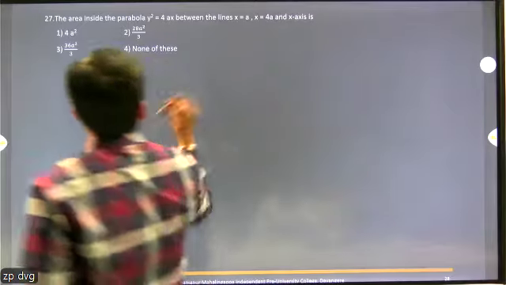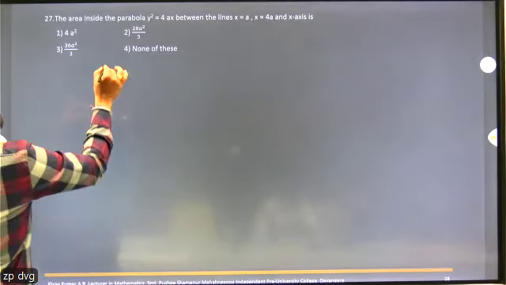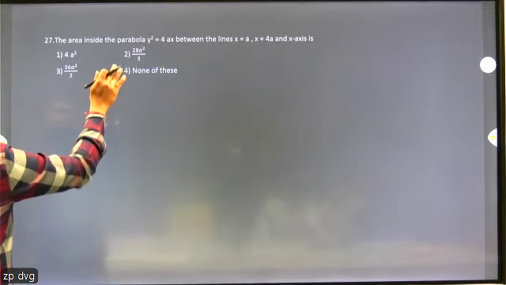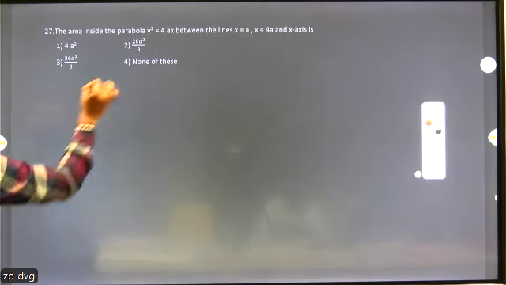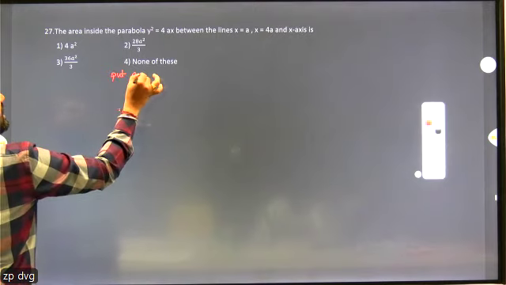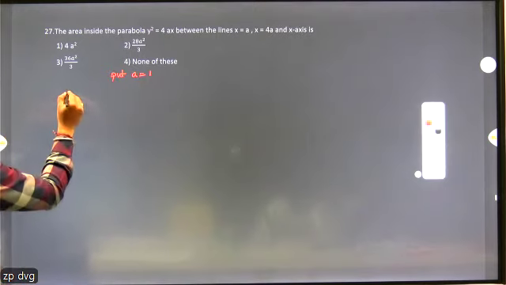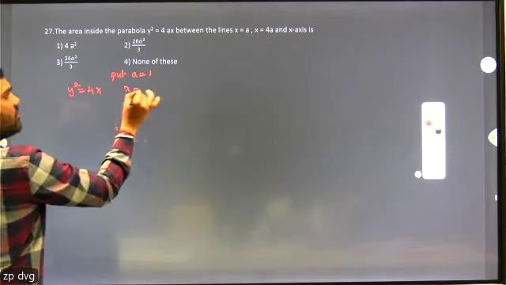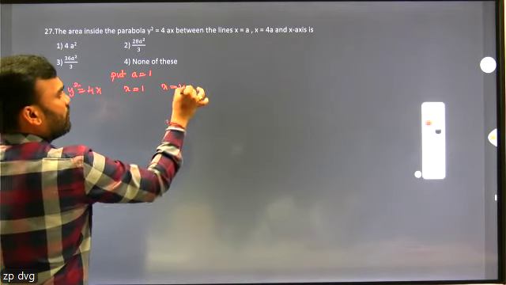That's why put a is equals to 1. Okay? In that equation, first of all, we have to take a is equals to 1. Put a is equal to 1. What will we get? That is the equation y square is equal to 4x. x is equal to 1. x is equal to 4.